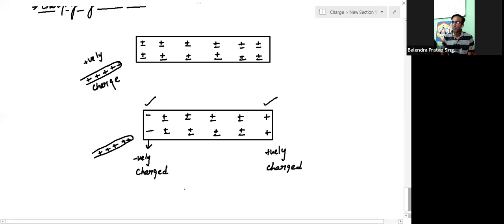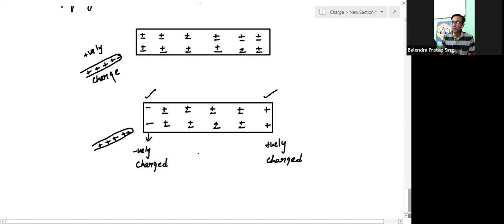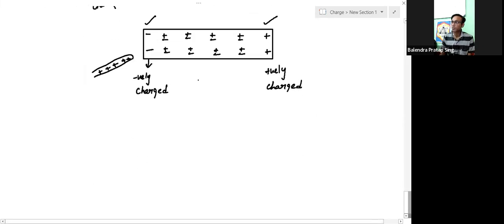Okay, is there any question related to this point, charging by induction? Now if you understand this, if I want to make a pure positive or pure negative charged body, then how can I do it?